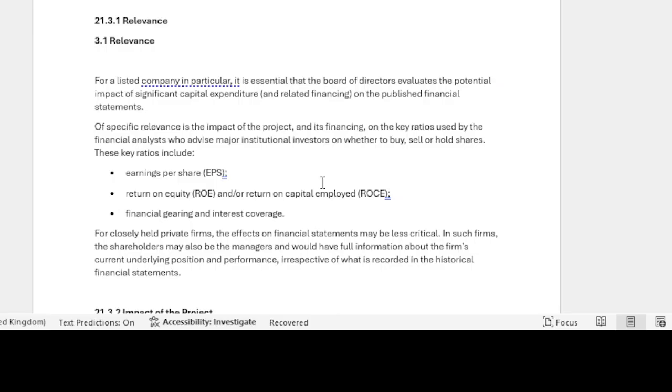Then it's also important when we are looking at financial gearing, or how much the company is into debt, plus the interest cover for the organization.